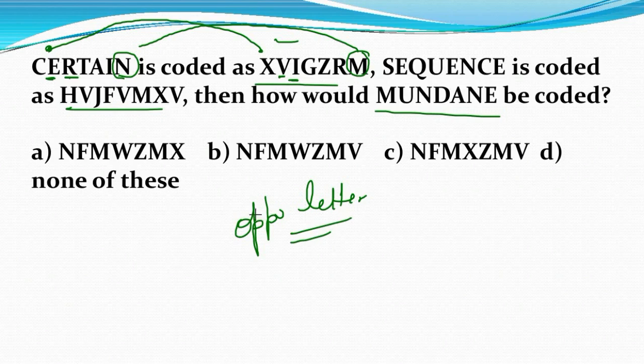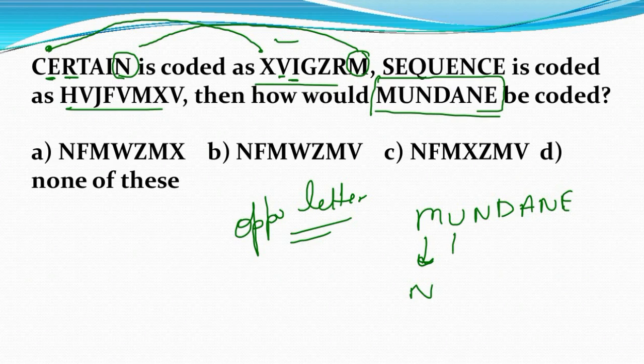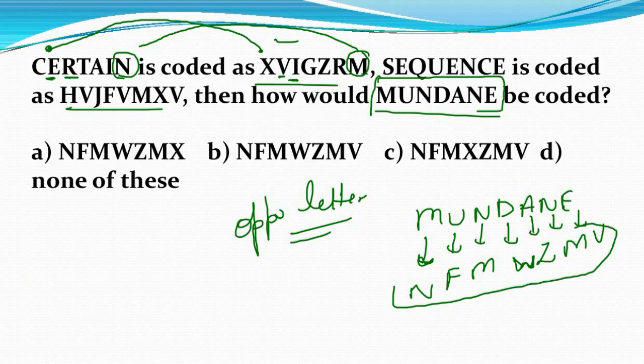Here clearly we can say that the pattern of certain and this coding is opposite letters. We can apply it on mundane. So mundane is M U N D A N E. Letter to letter: opposite of M is N, and opposite of U is F, and opposite of N is M, and opposite of D is W, and opposite of A is Z, and opposite of N is M, and opposite of E is V. Here is the answer.